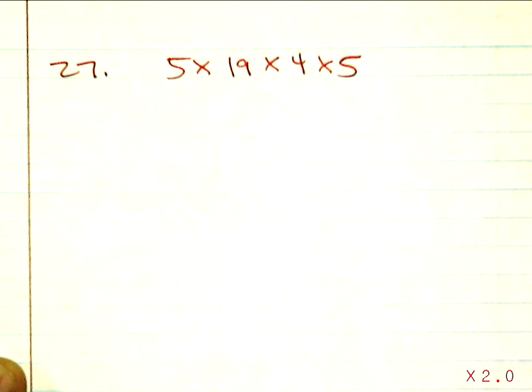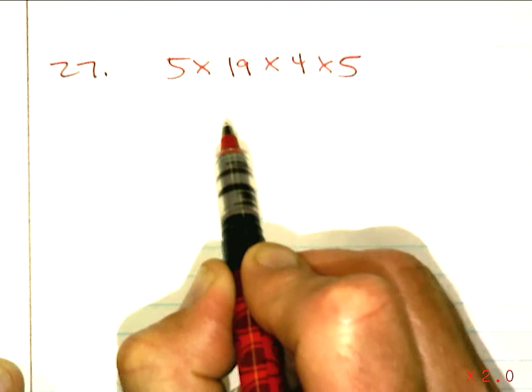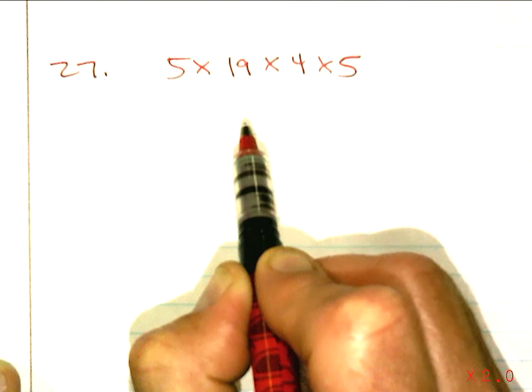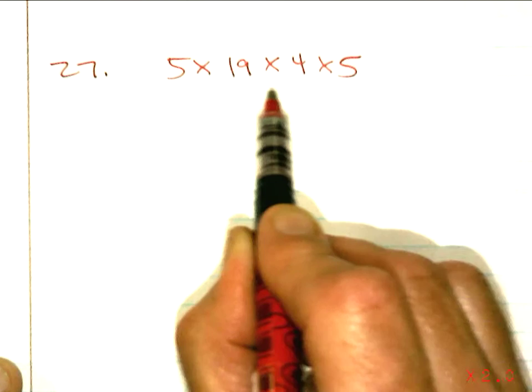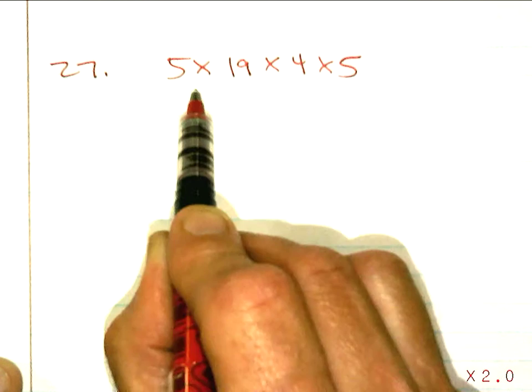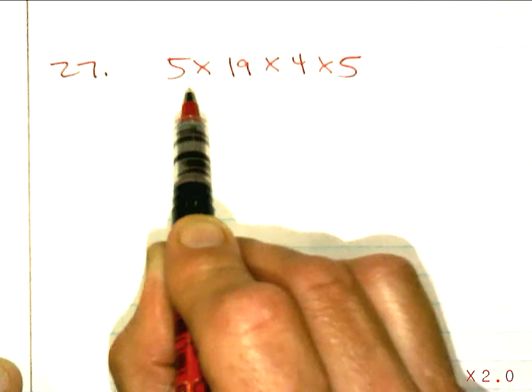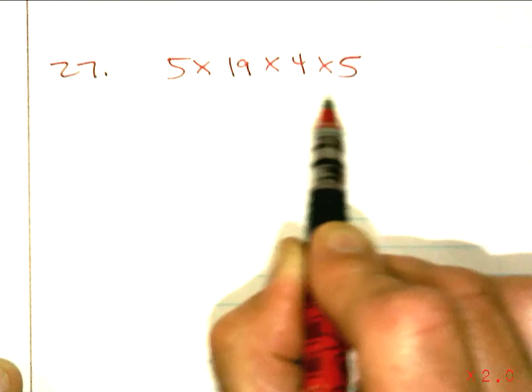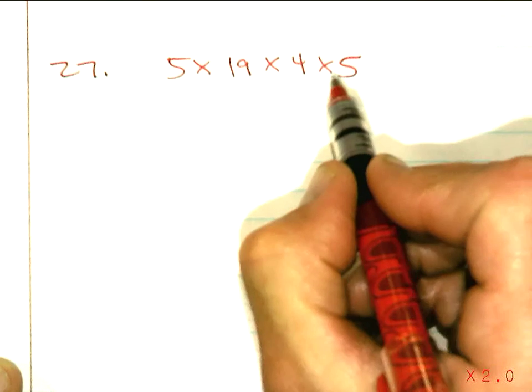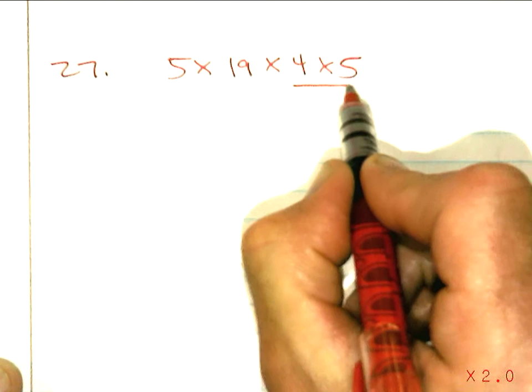Problem number 27 is intentionally set up to be a mental math problem. The idea is that most students will work left to right, but when you have multiplication, if all of these are multiplication, you don't have to do them left to right. You can pick and choose.